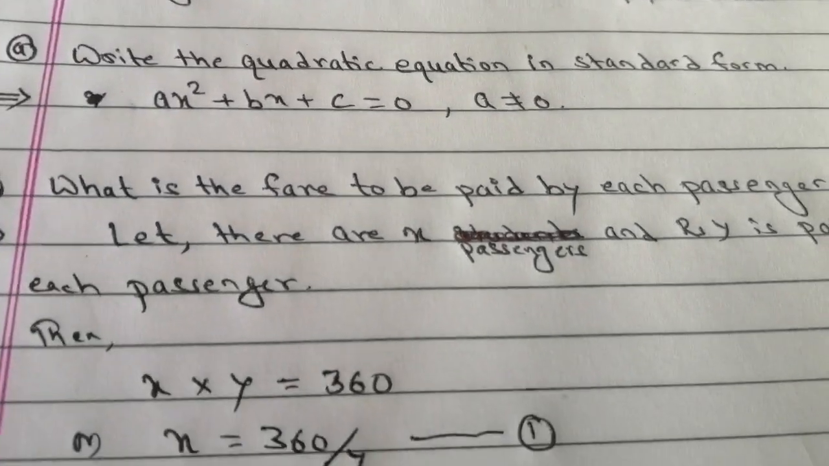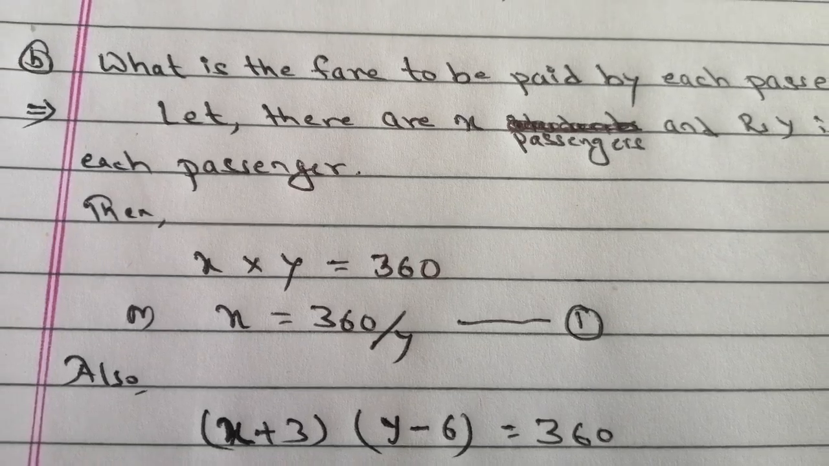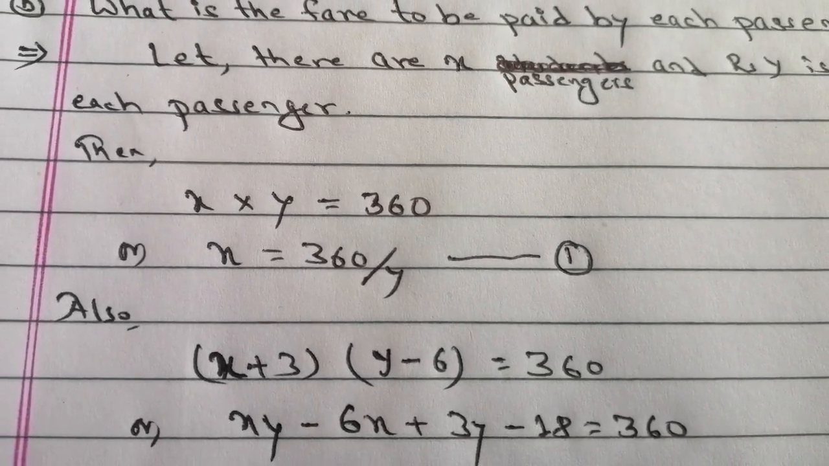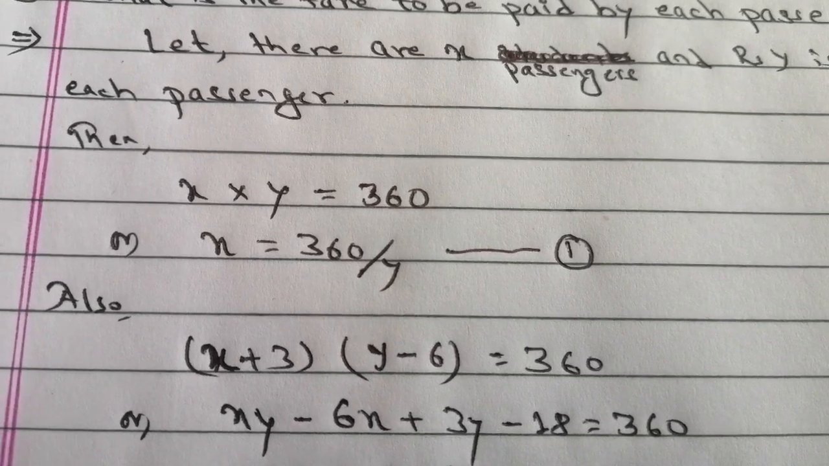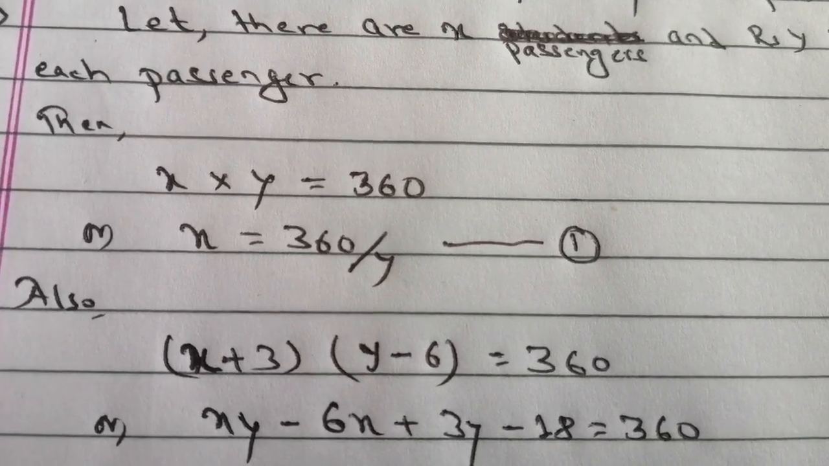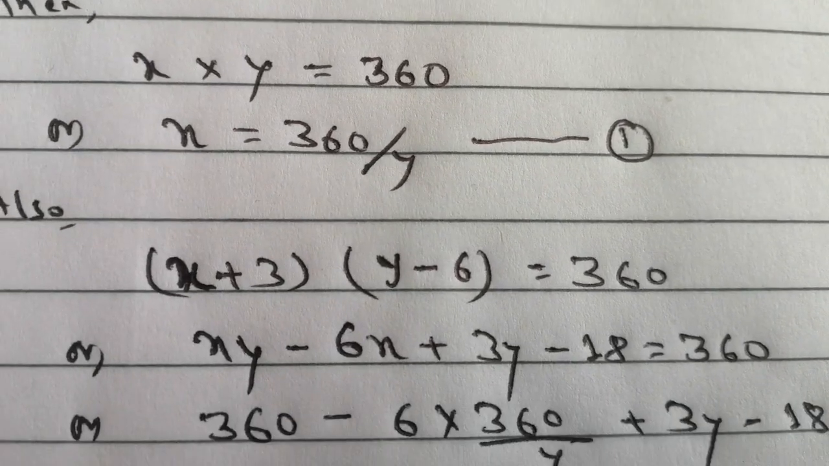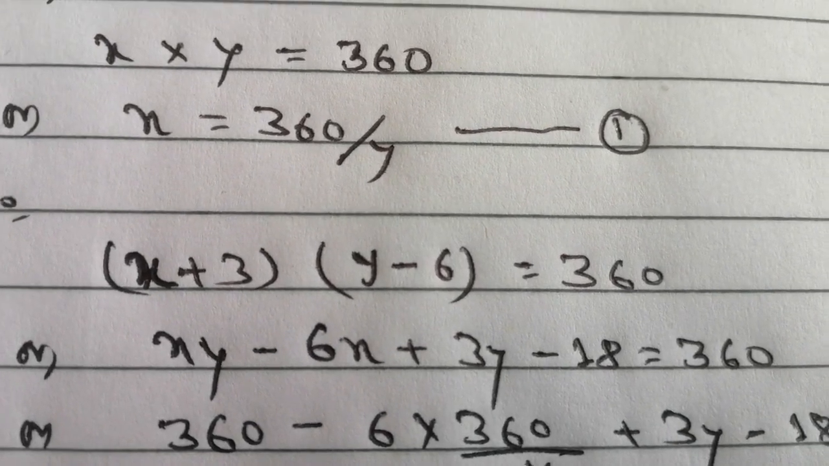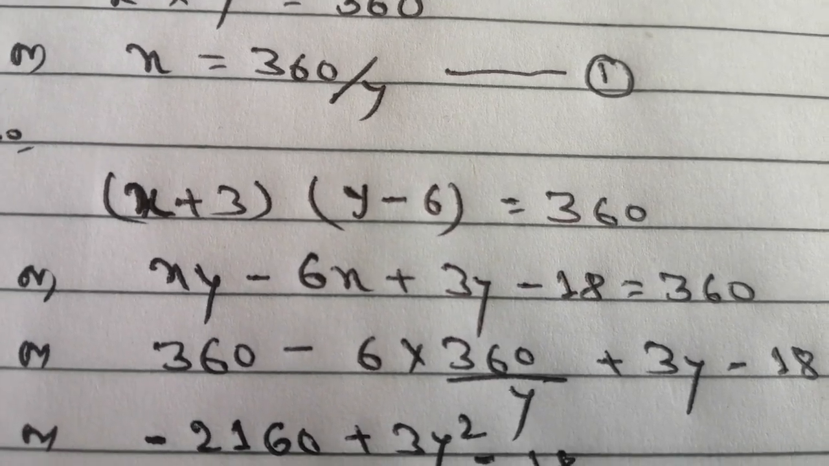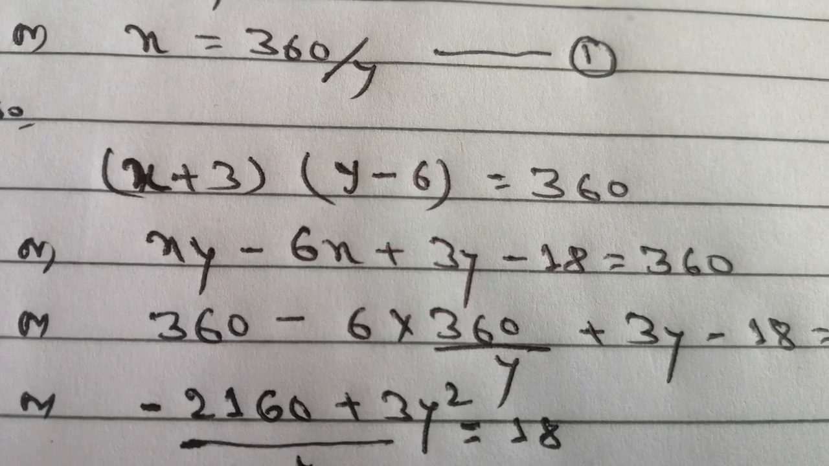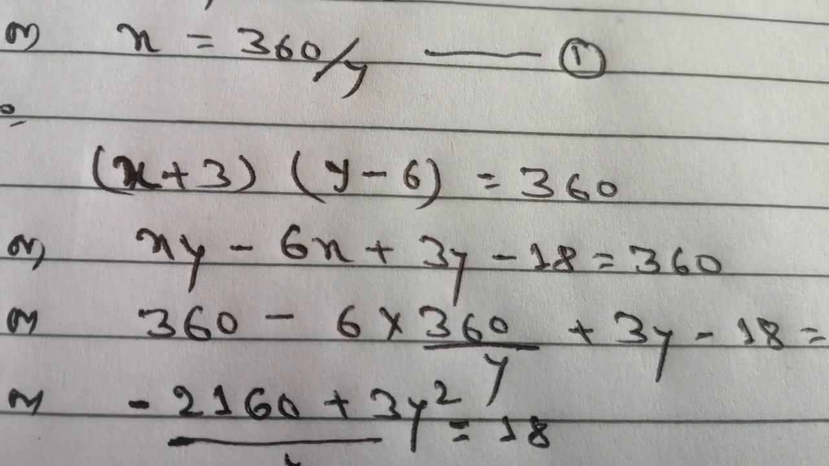So the number of passengers will increase by 3 as it is increased, and the fare for each passenger is decreased by 6. So x plus 3, y minus 6, so altogether it must be again 360. So multiplying this we get xy minus 6x plus 3y minus 18 equals to 360.